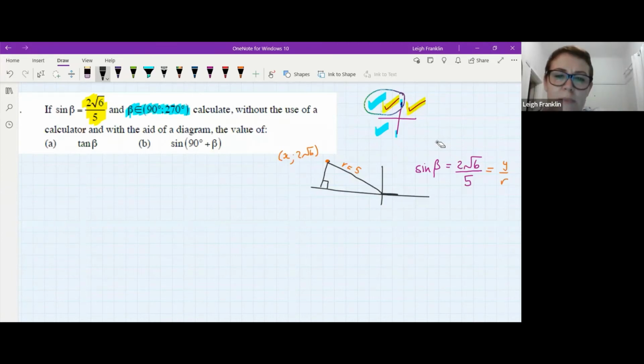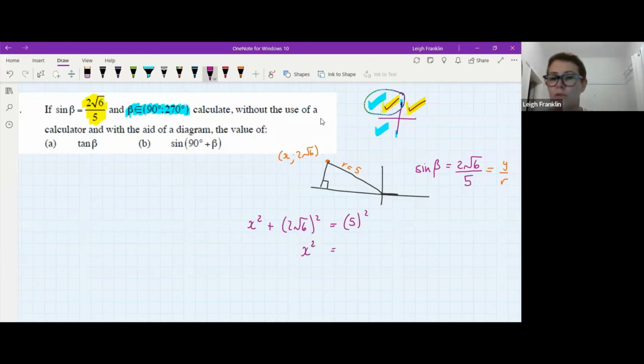All right, so what's missing from this diagram? The value of x, and how are we going to get it? We do the Pythagoras method. Absolutely. So now we're going to do the theorem of Pythagoras. We say x squared plus y squared equals r squared. Lovely. Now here, if you do use your calculator, no one is going to know.